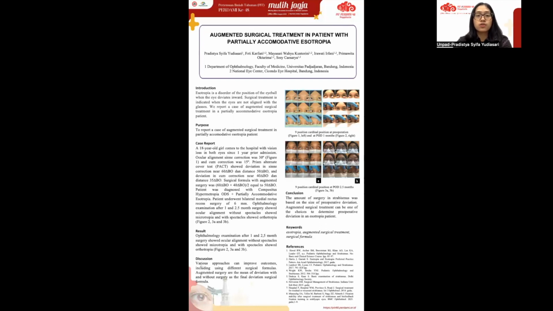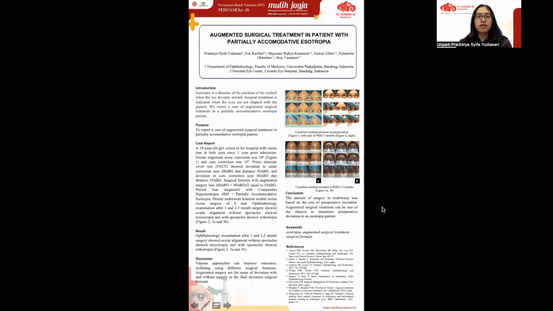This examination also showed the same at post-operative 1 month, and at post-operative 2.5 months it showed sine correction with 7°, and the cum correction was orthotropia. The prism alternate cover test with sine correction was 10 prism base out, and the cum correction showed orthotropia, as seen in figures 3A and 3B. For the result, ophthalmology examination at 1 and 2.5 months after surgery showed ocular alignment without spectacles was microtropia, and in cum correction showed orthotropia.